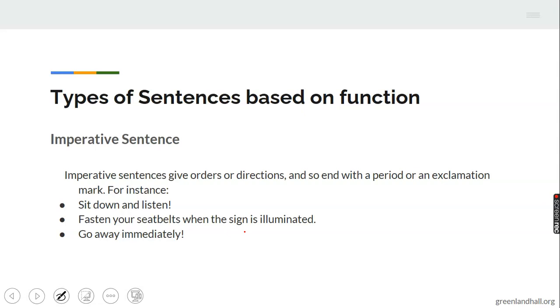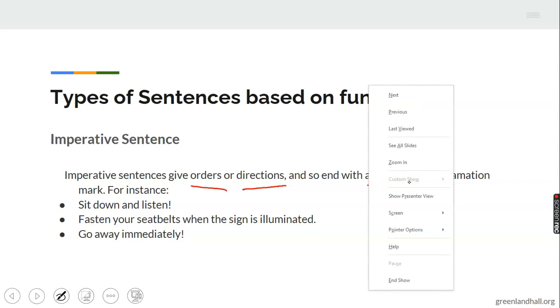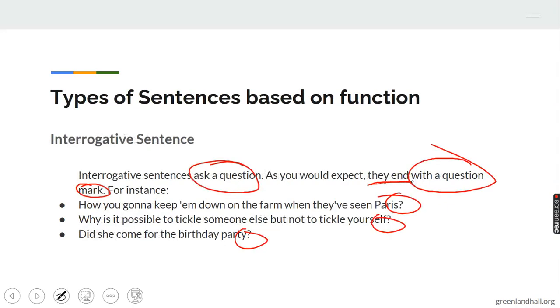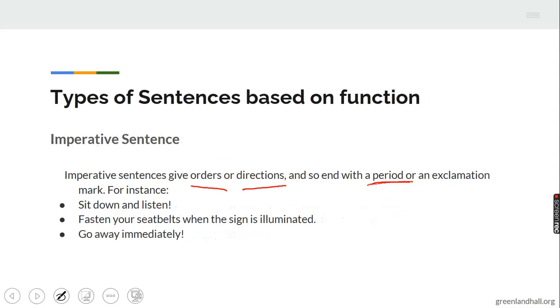Mind you, this gives orders, gives direction, and most times they can end with either a full stop or an exclamation mark. For example, you want to order someone to sit down and listen. And when you play your pranks in class and you get on my nerves, you know the way I shout. At times I should not do that, but to make me do it, I shout, sit down and listen to me. That is definitely an imperative statement. Or when you anger mommy or dad, make that woman hungry.